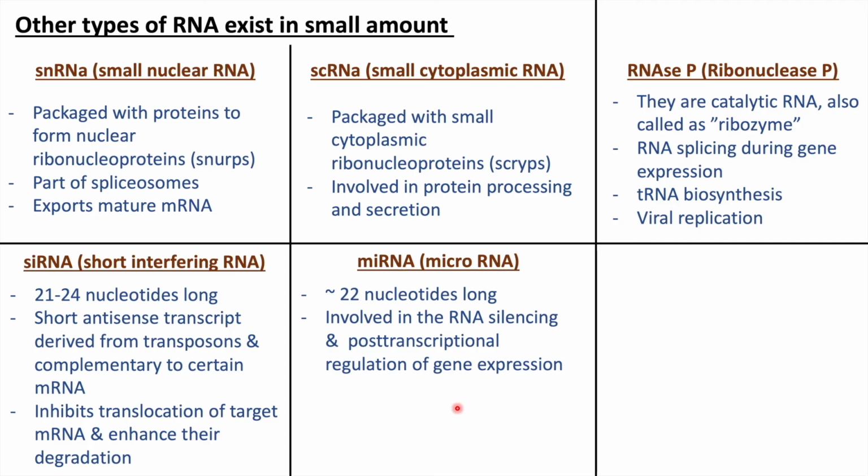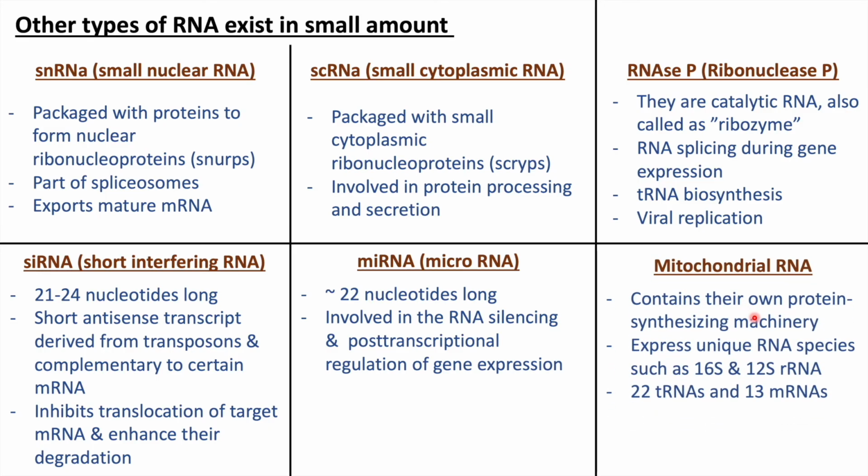The important function of the microRNA is that it can cleave the mRNA into two species, and inhibit or destabilize the mRNA. The other way it can destabilize the mRNA is by degrading its poly-A tail, which is important to stabilize it, as we saw earlier. And lastly, we have mitochondrial RNA, which contains its own protein synthesizing machinery, and it expresses unique RNA species such as 16S and 12S ribosomal RNA, 22 transfer RNAs, and 13 messenger RNAs.